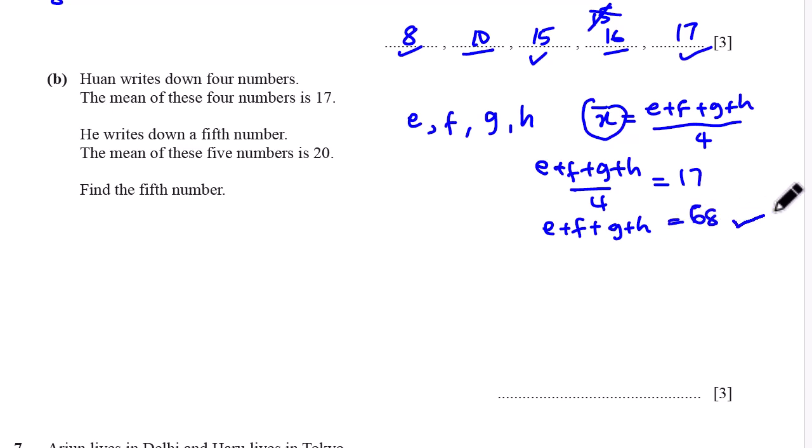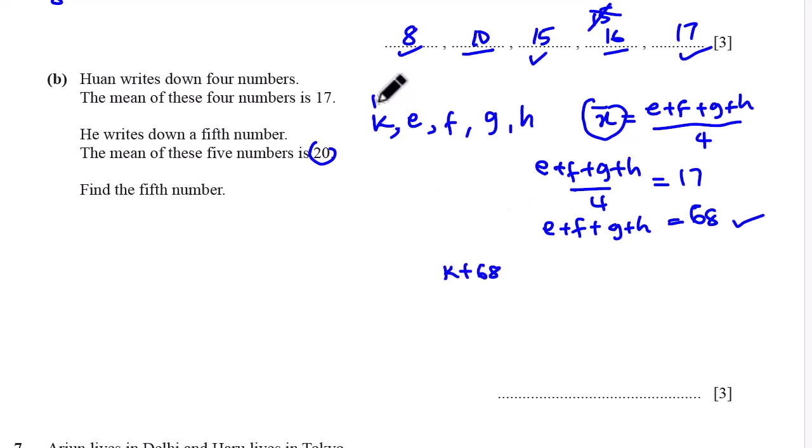So this is the first instruction. Now, he wrote down a fifth number. So let's say that fifth number is K. And after adding this fifth number, the new mean is now 20. So what we're going to do now is, the sum of the first four numbers is 68. So if you add K to it, you now have K plus 68 as the sum of all the five numbers.